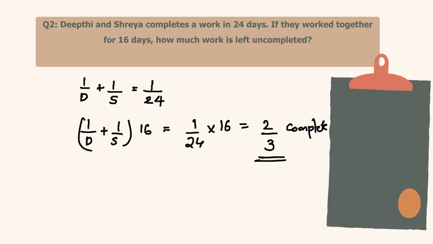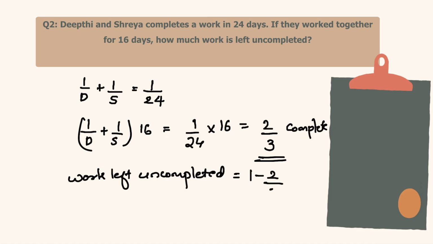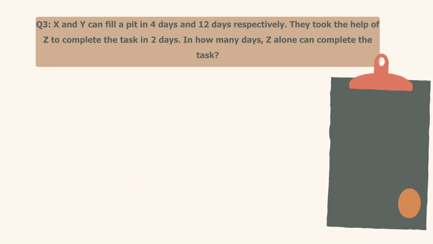So the work left uncompleted, how do we calculate it? We have to subtract it from total work. We know total work is 1. We have taken it as 1. From total work, how much work is completed in 16 days? 2 by 3. We will subtract that 2 by 3. So we will get 1 by 3. So this will be the work left uncompleted after 16 days. In 24 days they will complete it, but after 16 days this much work will be uncompleted.